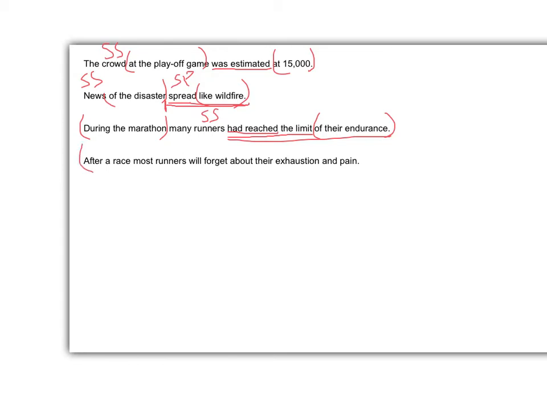And then the final example, after a race, most runners will forget about their exhaustion and pain. So here I have my prepositional phrases, and just for the sake of review, object of the preposition, object of the preposition. You can have two like that. Most runners will forget. That ends up being my essential information, this piece right here. So I'm really breaking down only those pieces after I get rid of the prepositional phrases. Most runners ends up being my simple subject. Will forget is my simple predicate. If I'm looking for the complete predicate, I would go all the way to the end of the sentence.